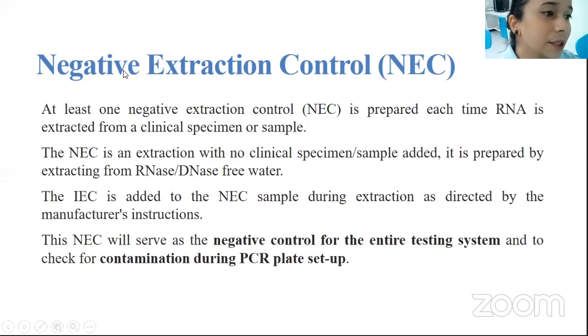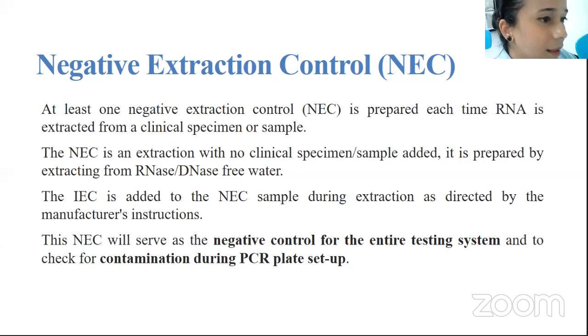Then we have the negative extraction control in the kit, which is also known as NEC. When you are setting up your experiment for RNA extraction, at least one negative extraction control is prepared each time. The NEC is an extraction control with no clinical specimen or sample added to it. It is prepared by extracting from RNase, DNase free water, which is provided with the kit.